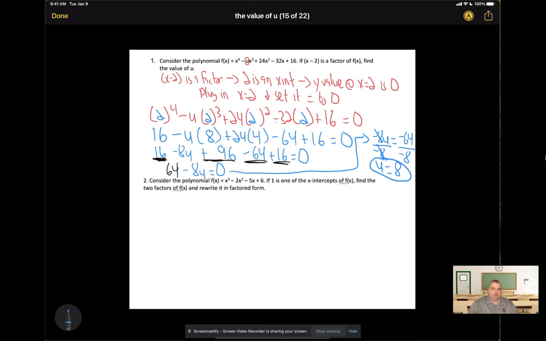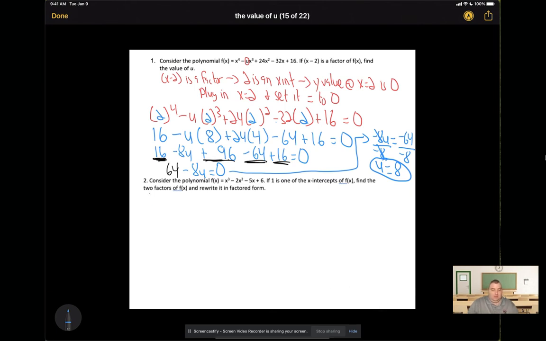So that's it for number 1. Number 2, consider the polynomial f of x equals x cubed minus 2x squared minus 5x plus 6. If 1 is one of the x-intercepts of f of x, find the two factors of f of x and rewrite it in factored form.